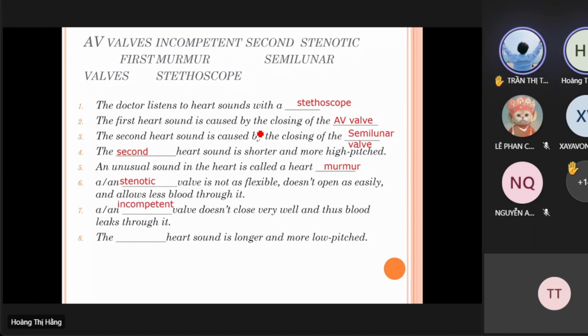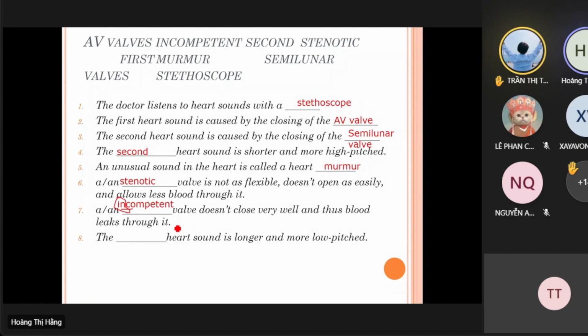Incompetent valves. Okay. And you know the word competent. If you are competent in something, this means that you are very good at it. And incompetent means not as good as somebody, or not as good as you are expected. So incompetent valve means the valve doesn't function normally.